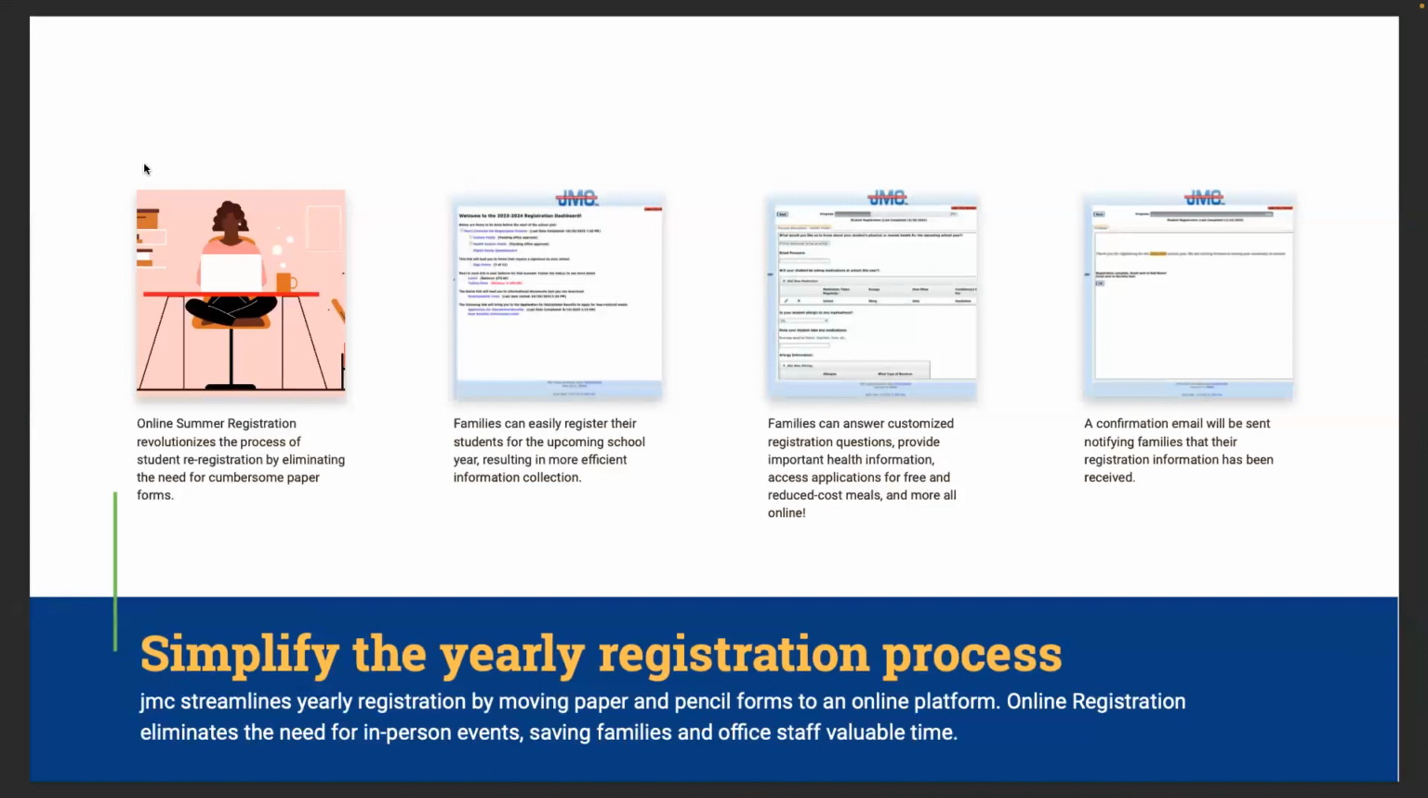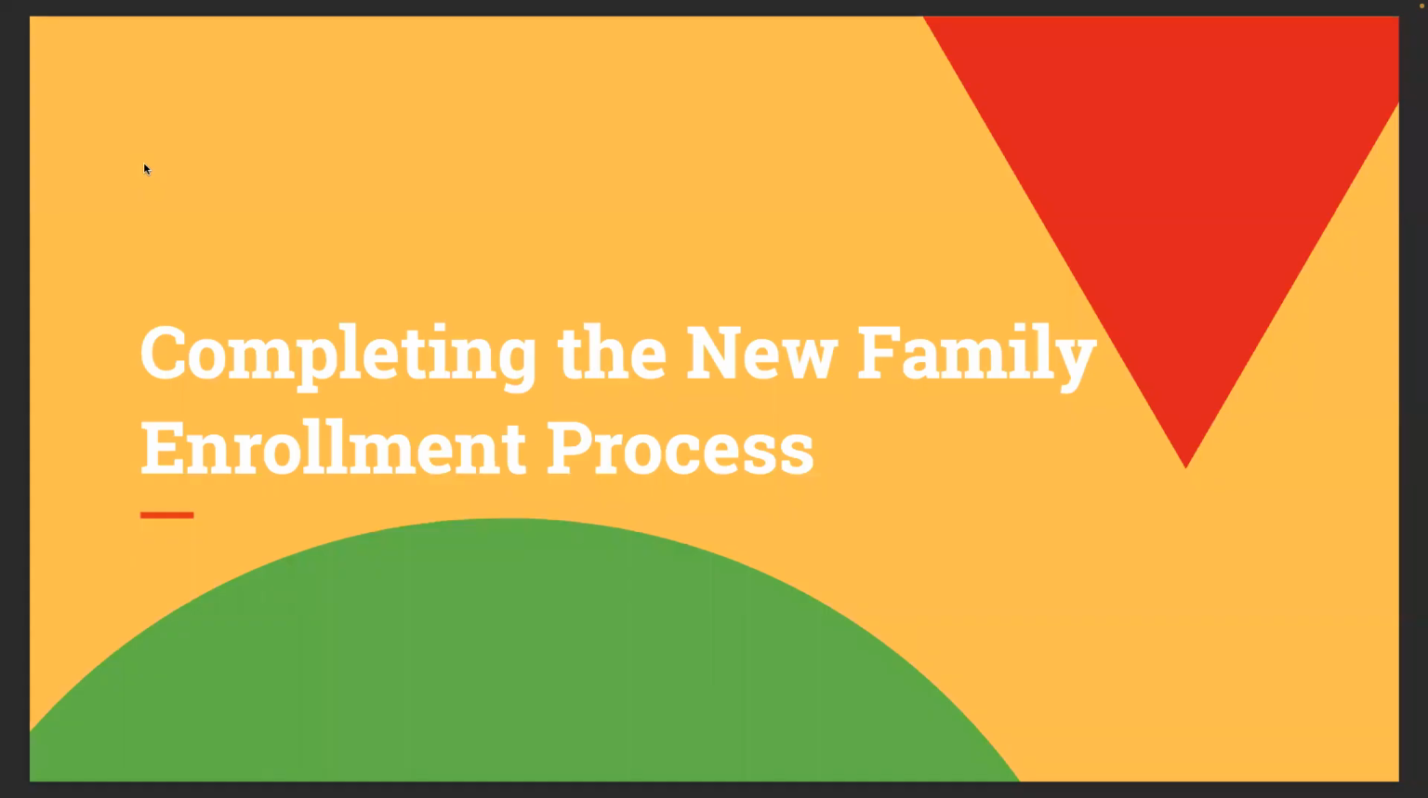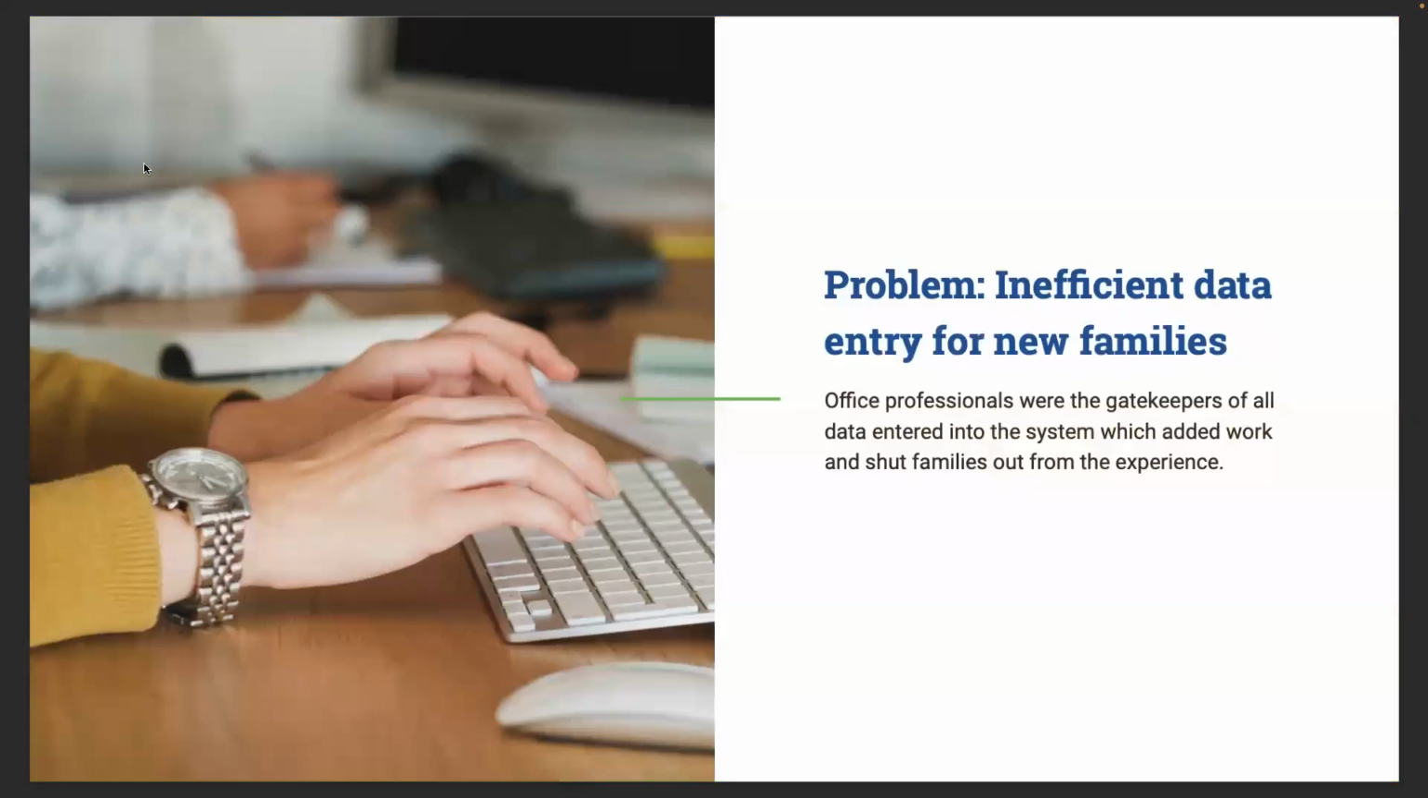All right, so just to sum up, JMC streamlines yearly registration by moving paper and pencil forms to an online platform. Online registration eliminates the need for in-person events, saving families and office staff valuable time. All right, and now we'll look at completing the new family enrollment process. And this is actually really exciting because this is the latest portal being delivered in our new look and feel.